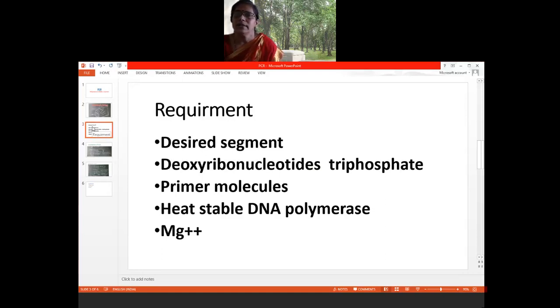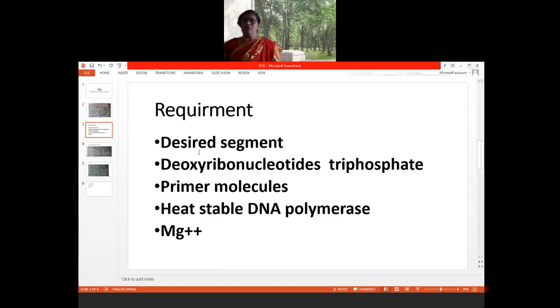The desired segment is the first requirement. That is the desired segment, which is the gene from which the number of copies are produced. This segment is called the desired segment. It may be for insulin, it may be for the follicle stimulating hormone, it may be from endangered plants. Nowadays, endangered plants are in a vanishing condition. So such genes can be collected from that plant, and it can be multiplied with the help of the PCR technique artificially.